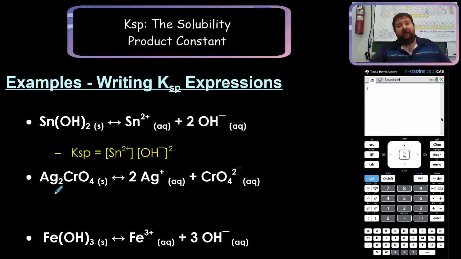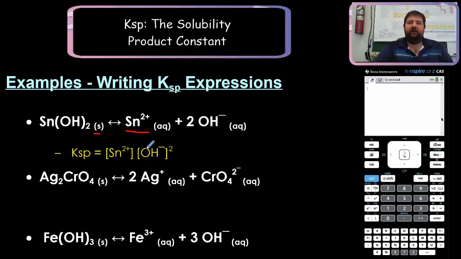For that reason, it's important to know how to write these expressions. So we're going to do a couple examples here, and I have the first one done for you. So you have this Ksp value. The solid's not going to be included. And of course, we do products over reactants.